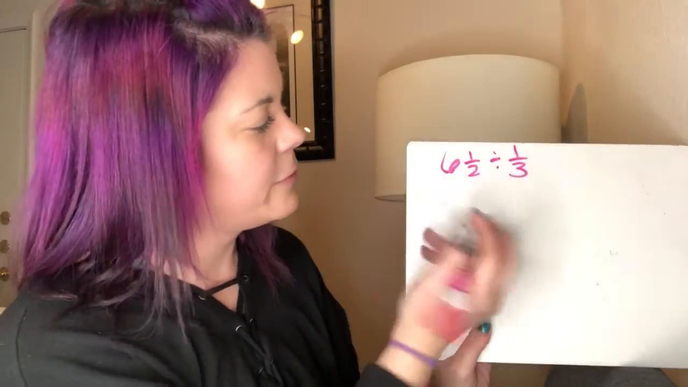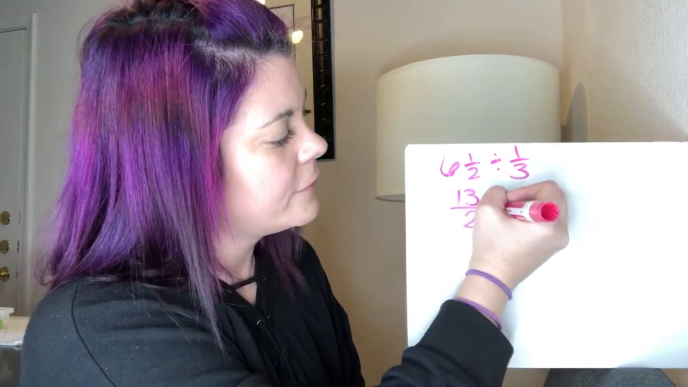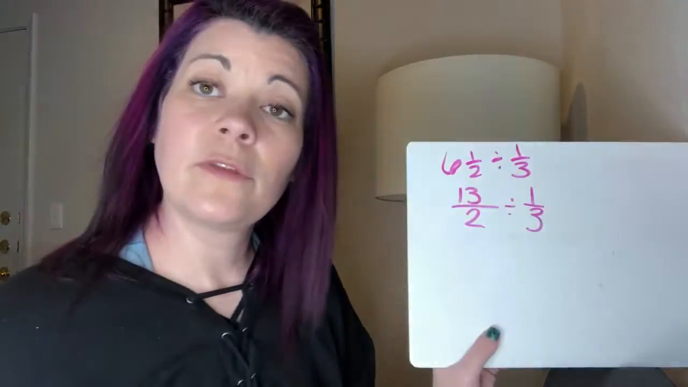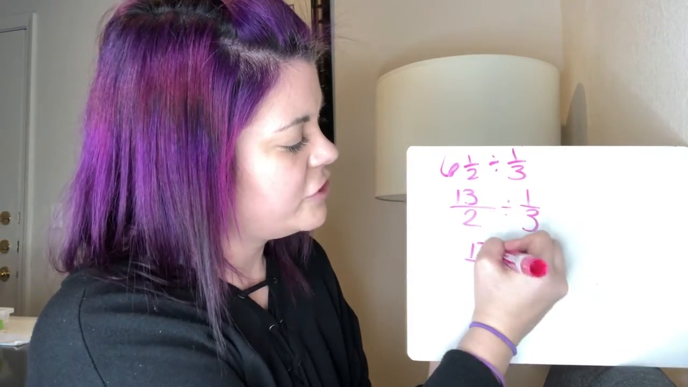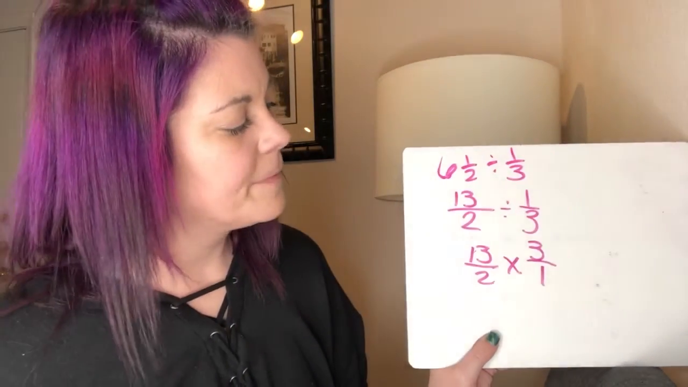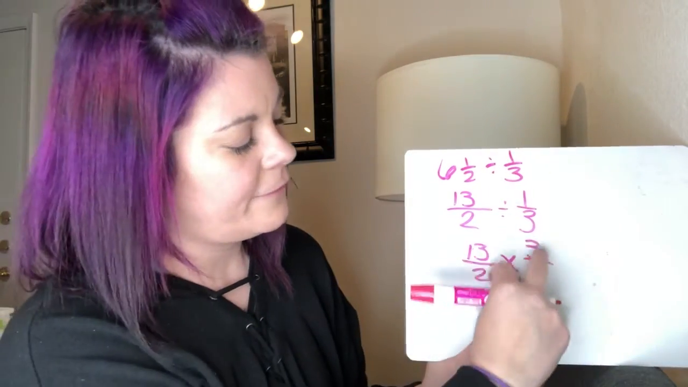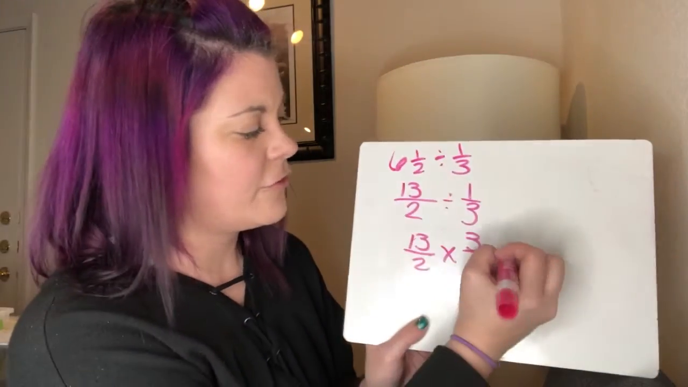Okay, let's do one more. 6 1/2 divided by 1/3. So we need to change all fractions to improper. So 6 times 2 is 12 plus 1 is 13. So we have 13 halves divided by 1 third. We do the division rule, which is keep, change, flip. So keep, change division to a multiplication and flip that second fraction, which is what we call, again, the reciprocal. And then see if I can cross reduce. 13 and 1 do not have a factor in common.